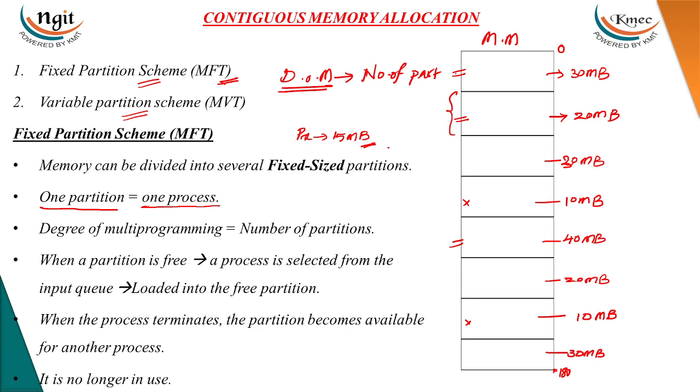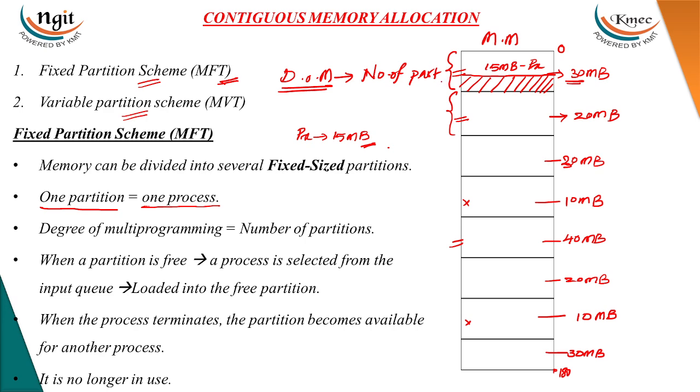If I store this 15 MB process px using first come first serve, it is stored in the first partition. Px takes 15 MB of the total 30 MB and makes the remaining 15 MB unusable. You cannot allocate this remaining 15 MB to any other process, because one partition is given completely to one particular process.